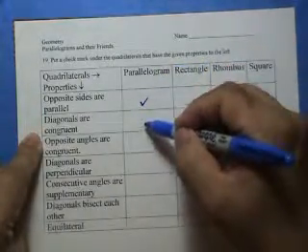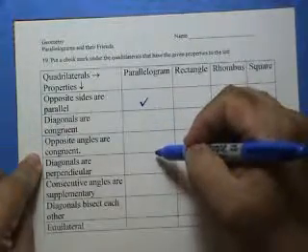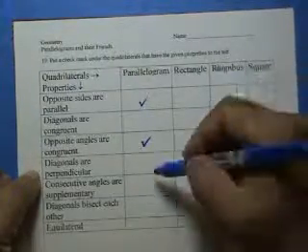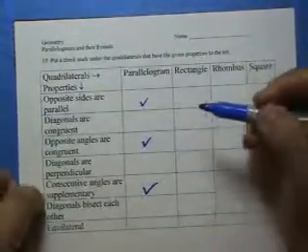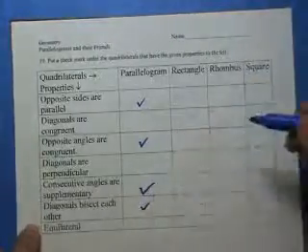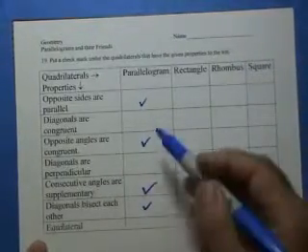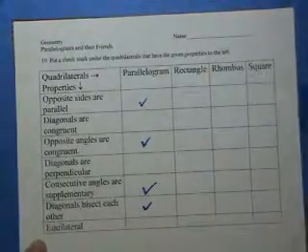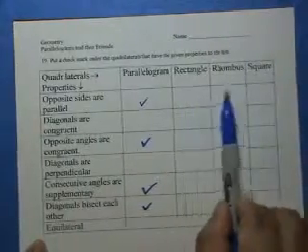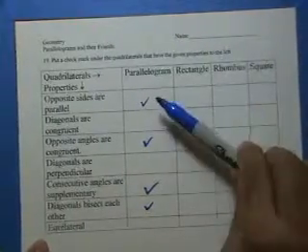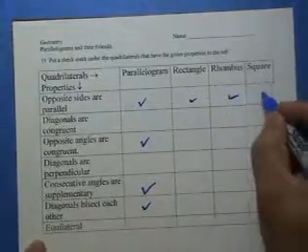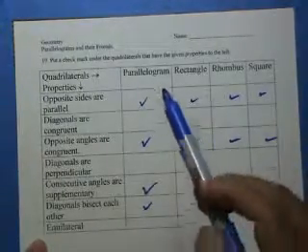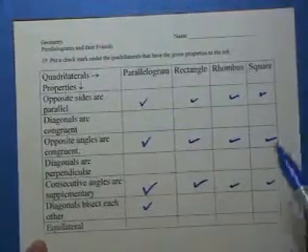Diagonals are congruent. That doesn't happen for a parallelogram. Opposite angles are congruent. That's a property of parallelograms. Diagonals are perpendicular. Nope. Consecutive angles are supplementary. There we go. Diagonals bisect each other. Yes. Equilateral. No. Okay. So those four are four of the properties of a parallelogram. Now remember, rectangle, rhombus, and square are all parallelograms. So if it's true for a parallelogram, it's true for a rectangle, rhombus, and a square. So I'm just going to put a check all the way across, simply because if it's a property of a parallelogram, it's a property of all of them.